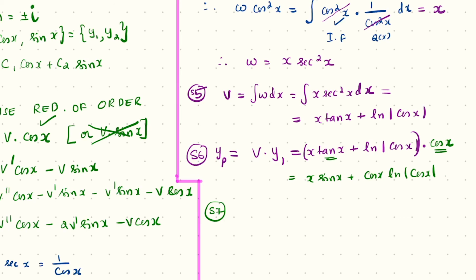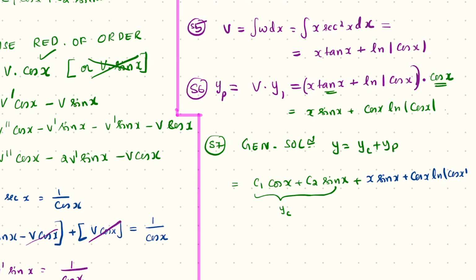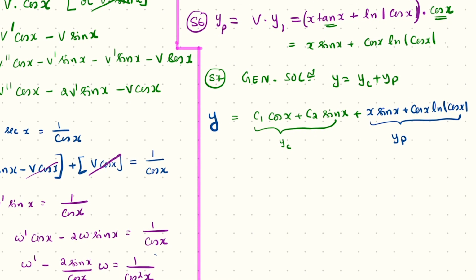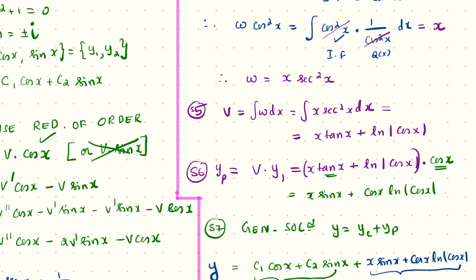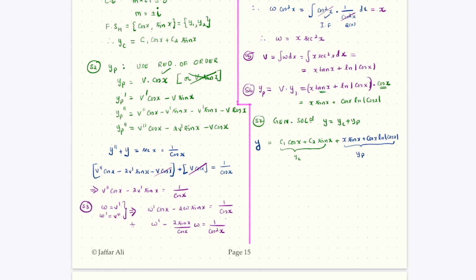And so therefore, the general solution, which is y equal to yc plus yp, in this case would be c1 cosine x plus c2 sine x. That's your yc, and your yp would be x sine x plus cosine x times the ln of absolute value of cosine x, and that is your solution y. And that's how you solve this non-homogeneous second order linear differential equation. In this case, this one has constant coefficients, but even if it's not constant coefficients, that's how we work it out, and that's how we solve using the reduction of order.